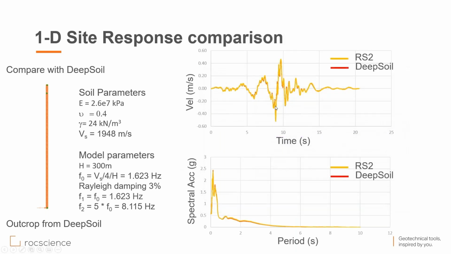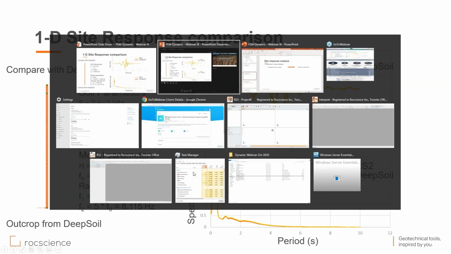And here is the result that we got from the simulation. We compare our result with the DeepSoil output, and you can see that hardly any differences can be seen. The same thing happened for the velocity and spectral acceleration as well. Now let me open the 1D models in our program.